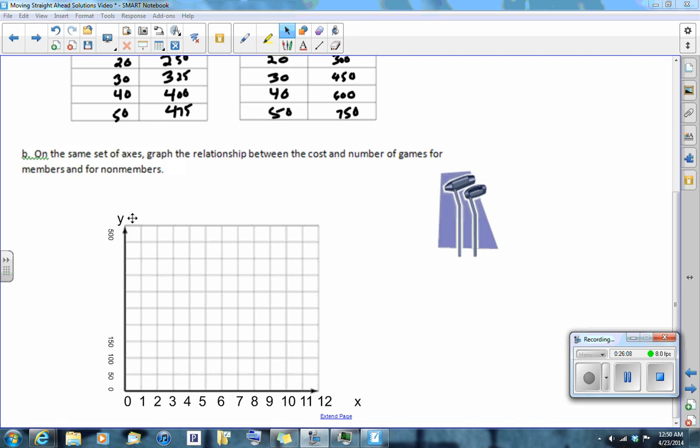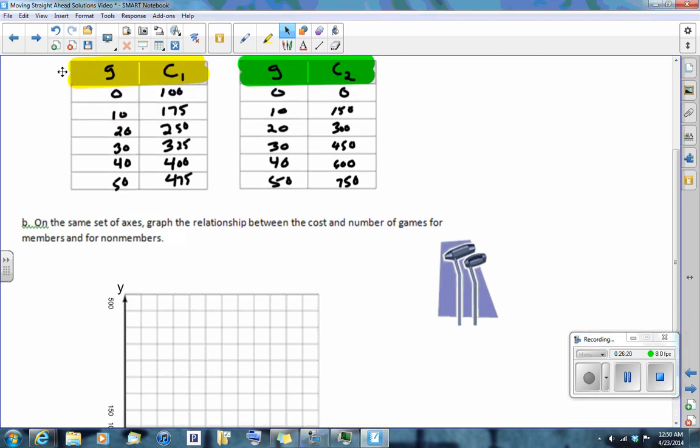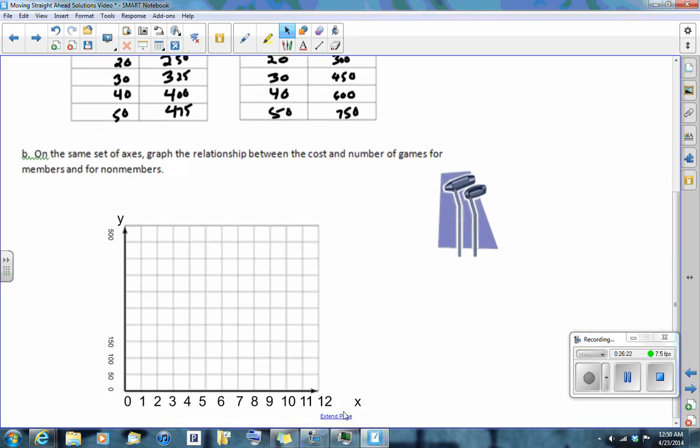But anyhow, I've labeled the y-axis and the x-axis. Since the number of games, of course, is going by tens, 0, 10, 20, we'll pretend that on the bottom each one of these represents 10 games. So where it says 1, that's actually 10 games. Then we have the cost going up here on the y-axis.